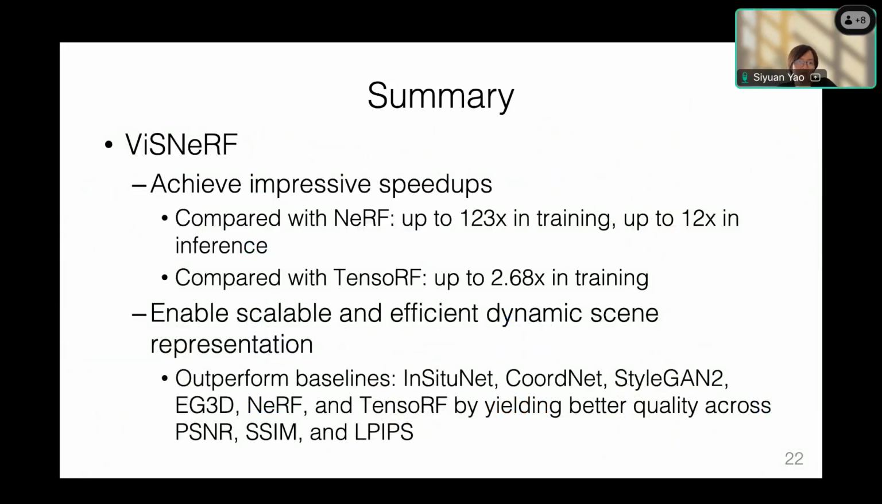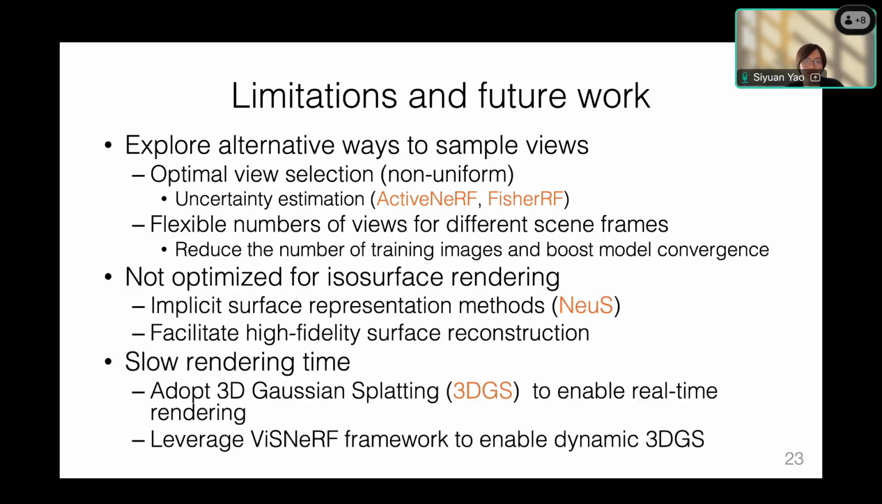So in summary, this NeRF achieves very impressive speedup compared to both NeRF and TensorRF. And beyond this, we also enable scalable and efficient dynamic scene representation, which NeRF and TensorRF cannot do. And we also control the model size to be very manageable, even as we have more changing parameters. But we still see apparent limitations in this work.